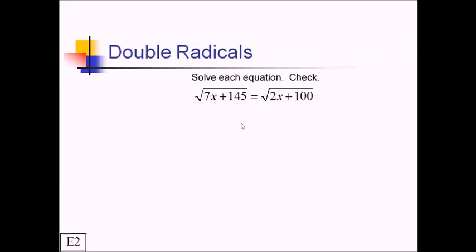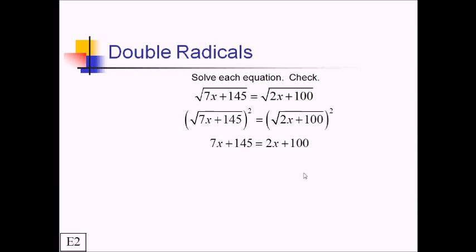Let's try another example. In this one, we've got radicals on both sides. Well, if squaring a radical on one side gets rid of it, squaring radicals on both sides should get rid of it. And hey, we have to square both sides of the equation anyway, right? So this just kills two birds with one stone. So that'll give us 7x plus 145 equals 2x plus 100.